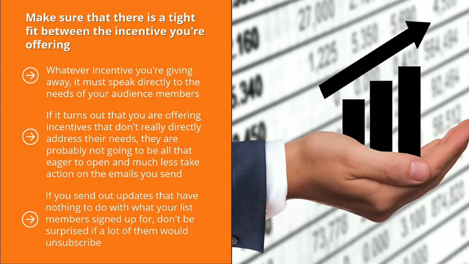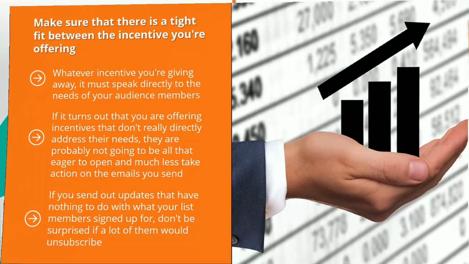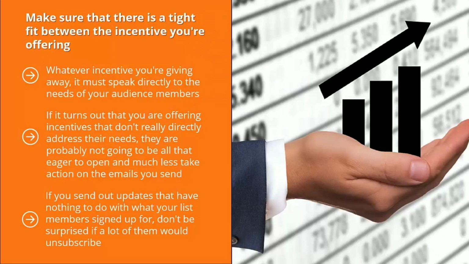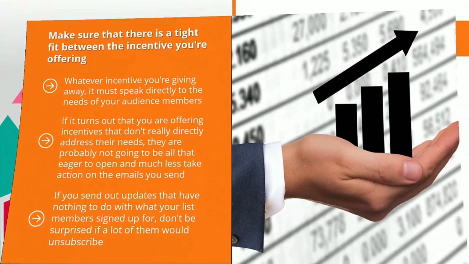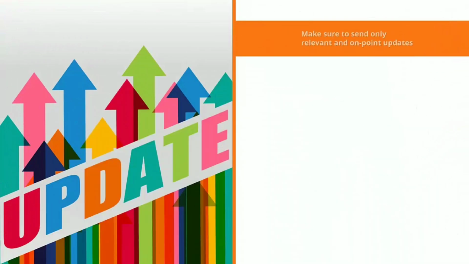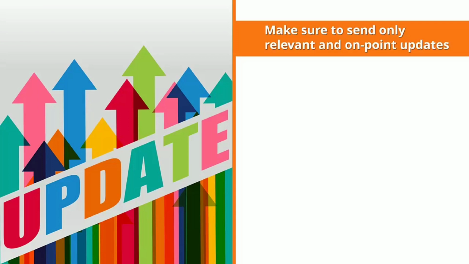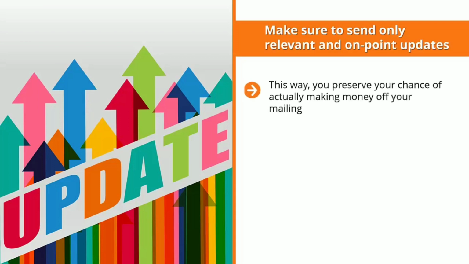If you send out updates that have nothing to do with what your list members signed up for, don't be surprised if a lot of them unsubscribe. You shouldn't be all that shocked when people stop reading your emails. They may remain on your mailing list, but they don't do anything. They are no longer opening your emails. Make sure to send only relevant and on-point updates. This way, you preserve your chance of actually making money off your mailing list.